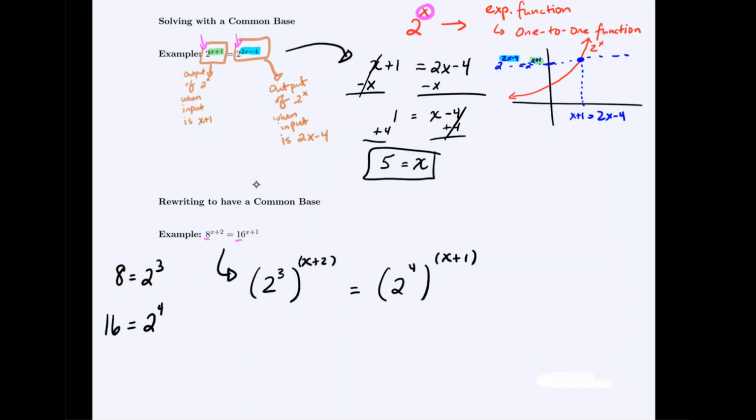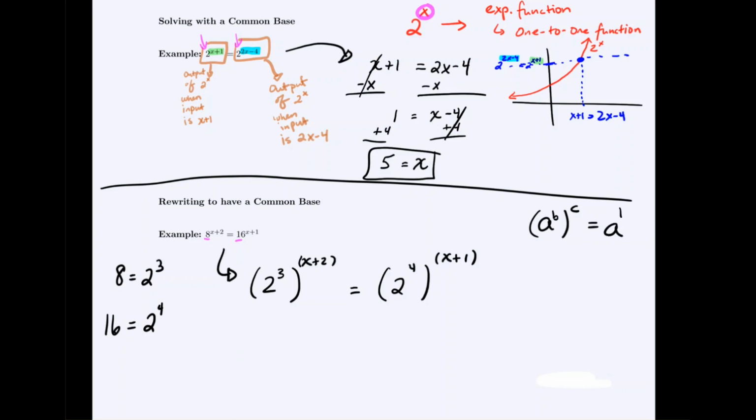And here we'll need to remember some properties of exponents. If you have a to the b raised to the c, so a is the base, it's being raised to the exponent b, and then all of that is being raised to the exponent c, then this can simplify to a to a single exponent where we multiply the exponents, so a to the b times c.